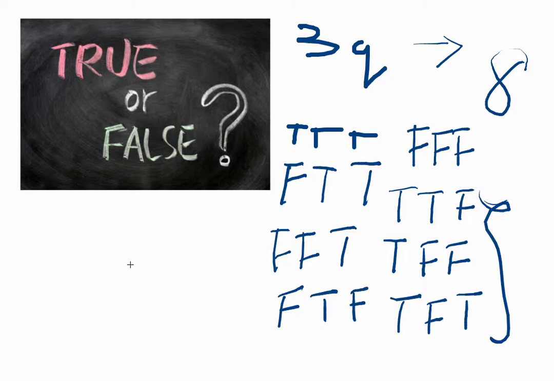Now I can systematically list them down, but the question here is, what if there are more than 3 questions? Will I be able to systematically list down all the possibilities? Definitely not. So in this case there are 8 possibilities. Now let's move on.